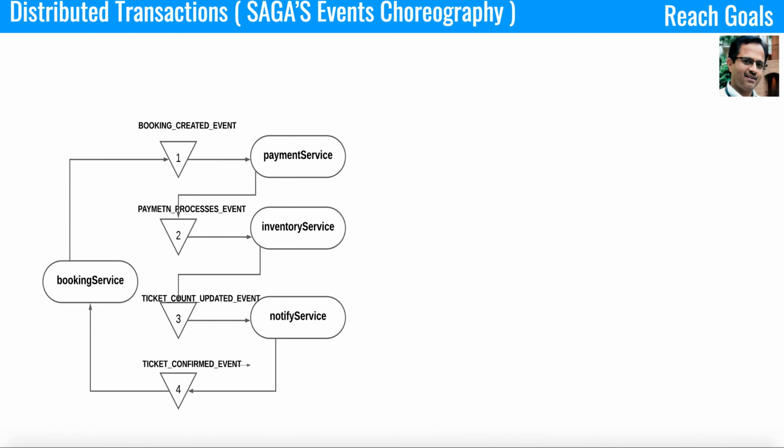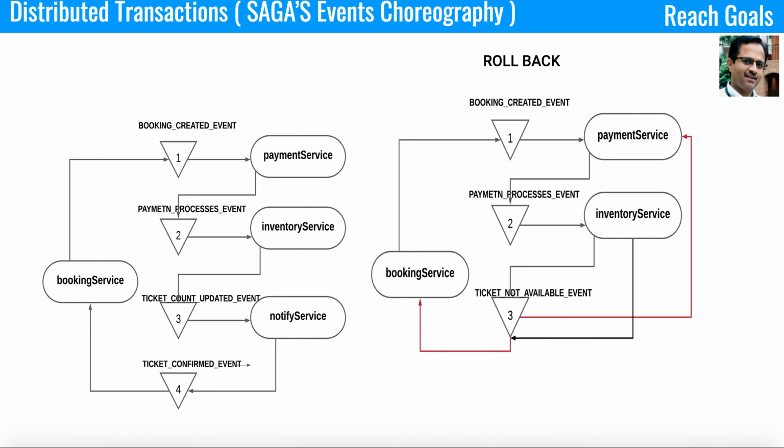Now you might be asking another question: what will happen if something goes wrong? Let's say the payment service is going wrong or the inventory service is going wrong. That's where the rollback comes into the picture. Let's see how the rollback works. For example, if there is no inventory or the ticket is out of stock, we have to roll back. Two things have to happen. One is the booking has to be cancelled or changed to the original state. The second thing is if you have got the payment, you have to refund the payment.